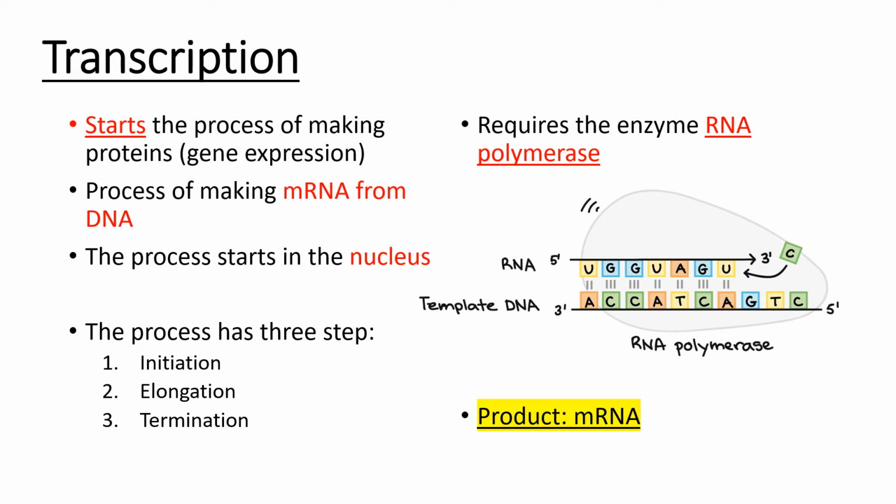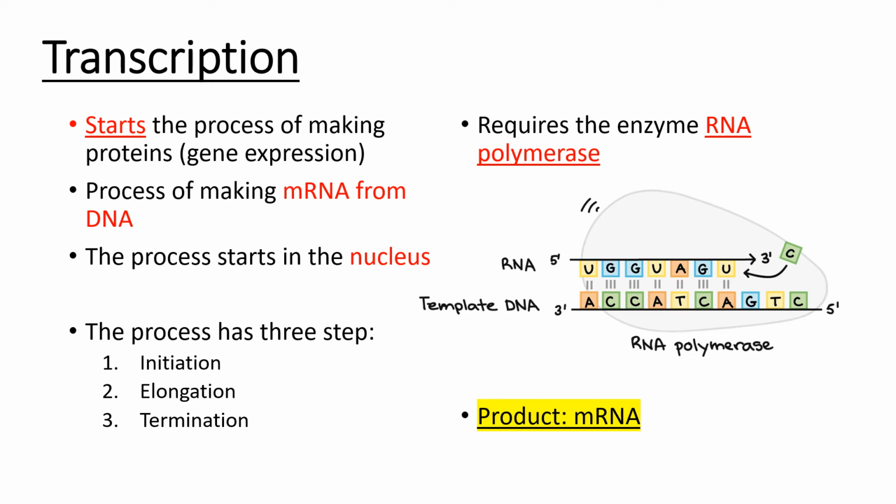Okay, and transcription has three separate processes and steps. The first is going to be initiation, so like the beginning of the process. We're going to have elongation, which is just the process of making the mRNA. And then lastly, we're going to have termination, which is where we're going to have the stop of the production of the mRNA.